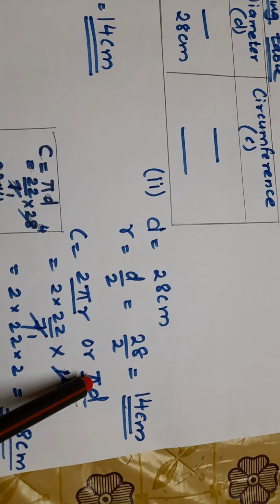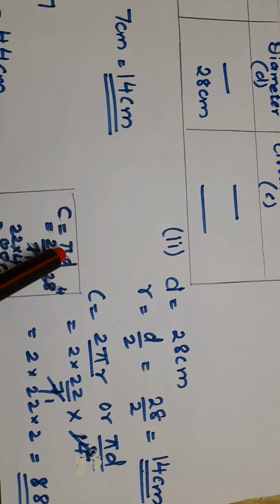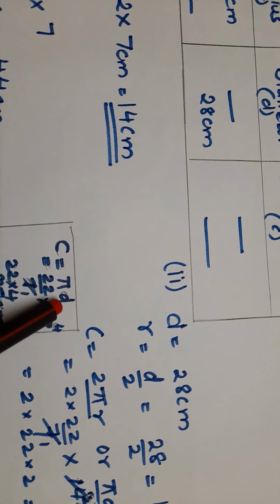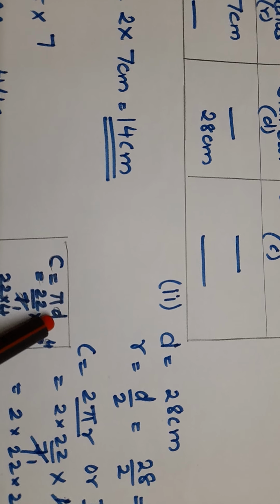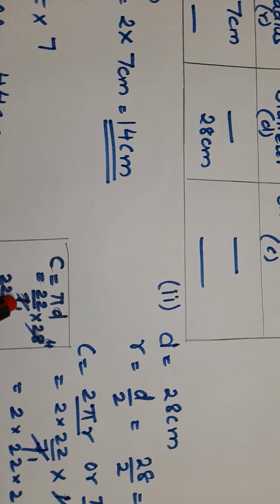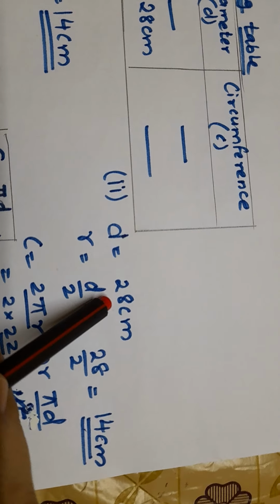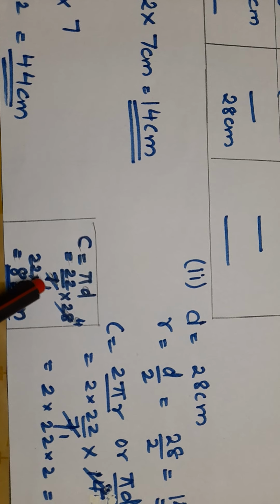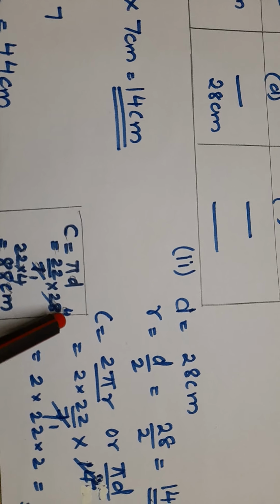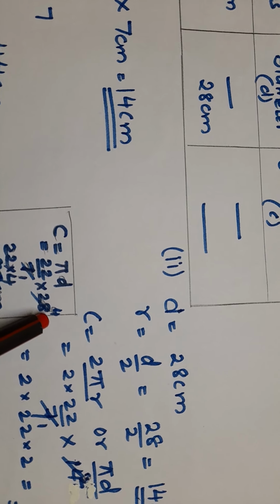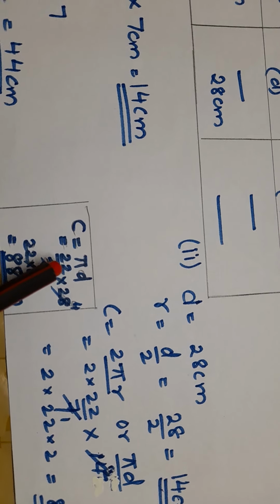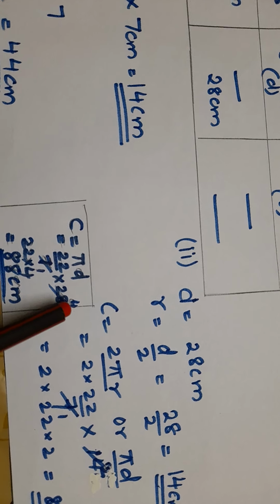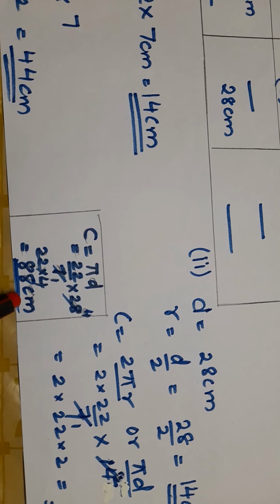If you use this formula, circumference is equals to pi d, then also the answer will come same. Circumference is equals to pi d. If you use this formula, then pi is equals to 22 upon 7 into d. The value for d, diameter is 28. Now here you will cancel this. 7 ones are 7 and 7 in the table of 7, 4s are 28. So what is left with you? 22 into 4. 22 multiplied by 4 is 88 centimeter.